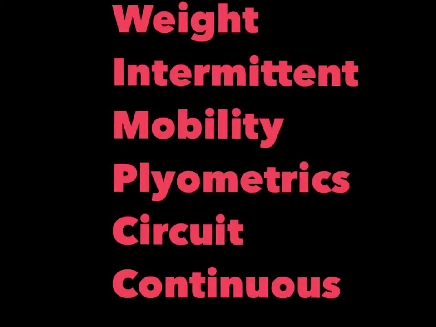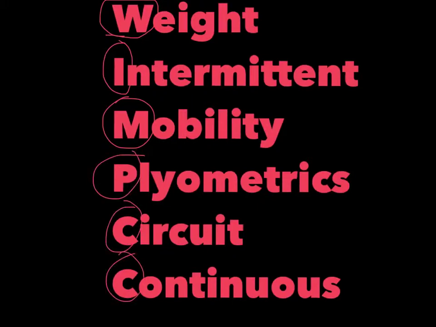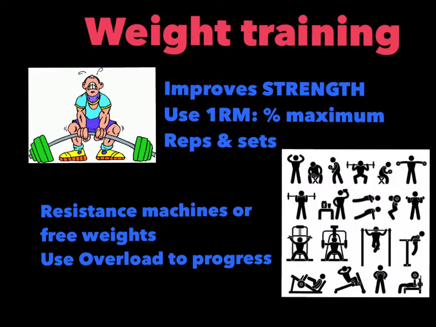So the first one is weight training, and we're looking at the WIMP CC. Okay, so to help us remember the 6 methods, we've got WIMP CC. So we've got weight, we've got intermittent, we've got mobility, we've got plyometrics, circuit and continuous.